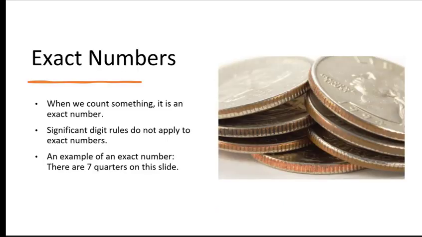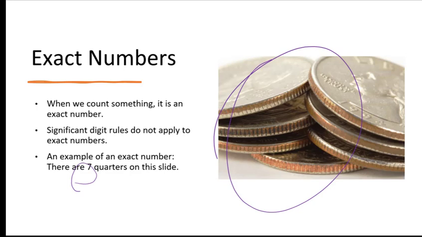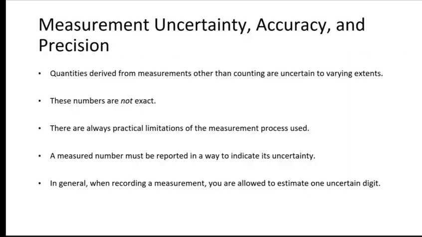Significant digits do not apply to exact numbers. For example, if I looked at these quarters, I would count them and I would say there are 7 quarters on this slide. That's an exact number. Quantities derived from measurements other than counting are uncertain to varying extents. Those numbers are not exact. There are always practical limitations of the measurement process used. A measured number must be reported in a way to indicate its uncertainty.